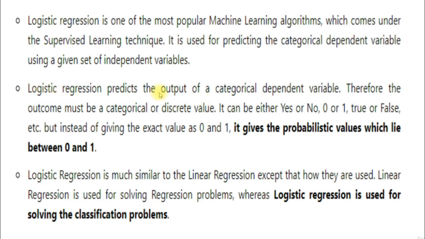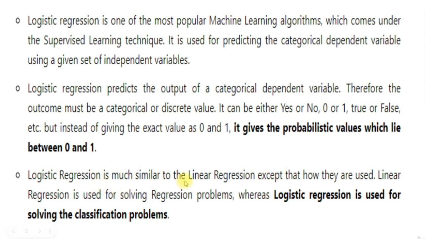Now logistic regression predicts the output of a categorical dependent variable. Therefore, the outcome must be a categorical or a discrete value. It can either be a yes or no, or in mathematical terms we can say 0 or 1, or true or false, etc. But instead of giving the exact 0 or 1, it gives the probabilistic value that lies between the range of 0 and 1. So this is the key point for logistic regression. Remember this statement and logistic regression will be very easy for you to understand.